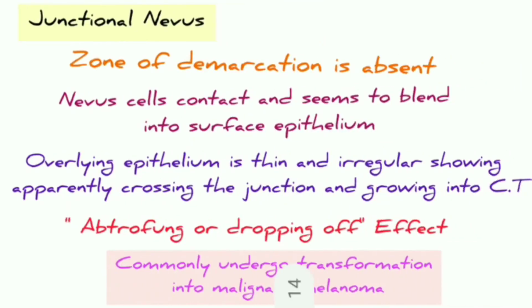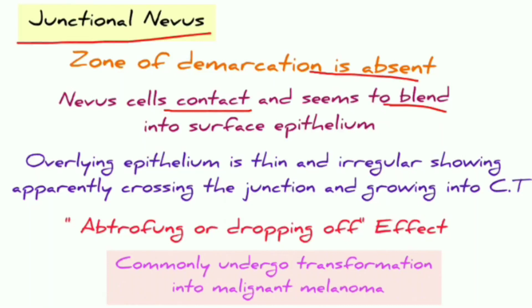Now let us see what is junctional nevus. What we see in junctional nevus is that the zone of demarcation is absent. There is no demarcation between the nevus cells and the epithelium. They are joined together with each other. There is no connective tissue band present. Nevus cells contact and seem to blend into the surface epithelium. The overlying epithelium is thin and irregular, showing apparent crossing of the junction and growing into the connective tissue.